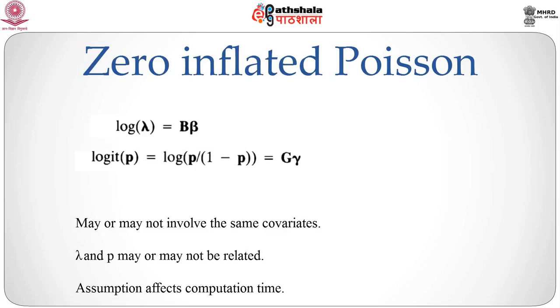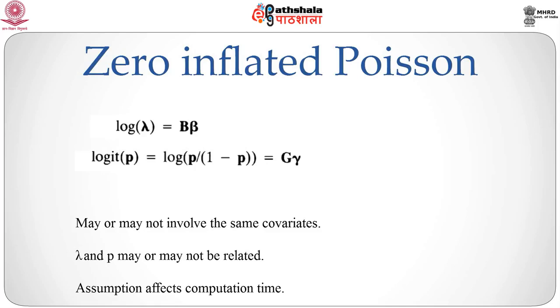Now the covariates which affect lambda may or may not be the same as the covariates which affect p. That is, the covariates which affect the imperfect state may or may not be the same as the covariates which affect the probability of the perfect state.